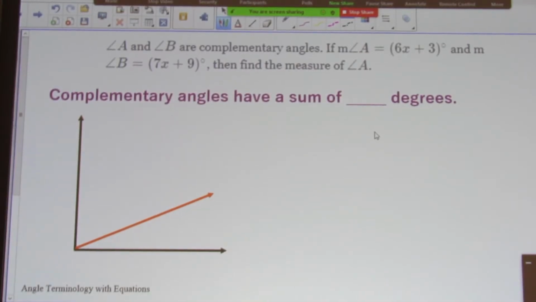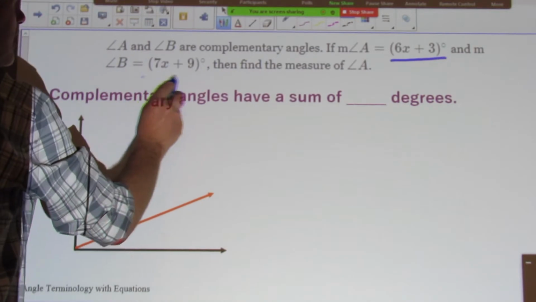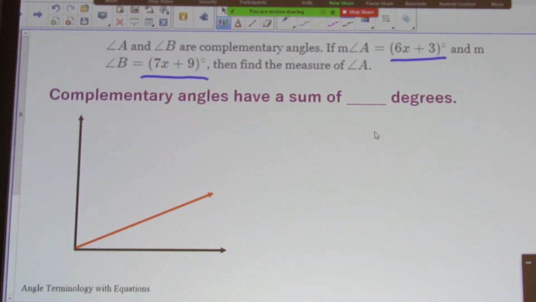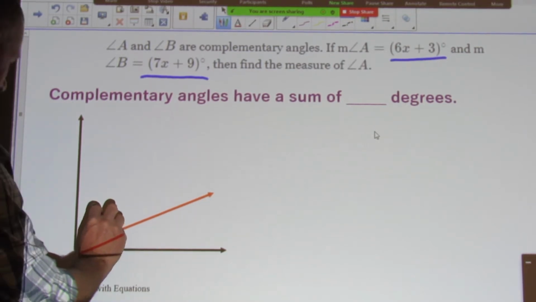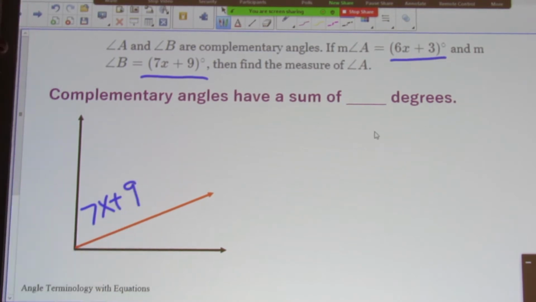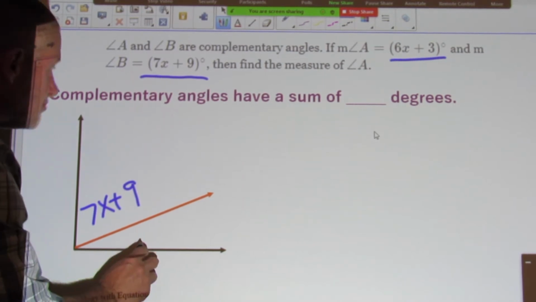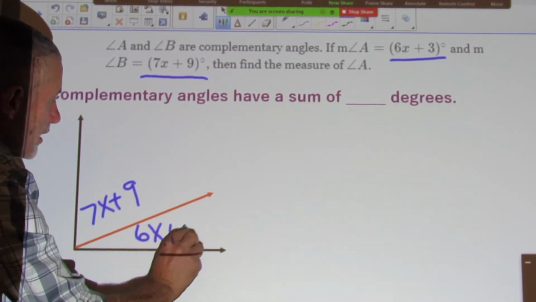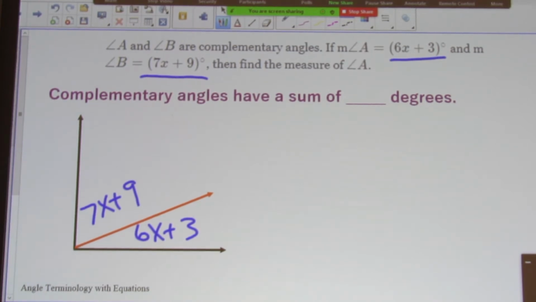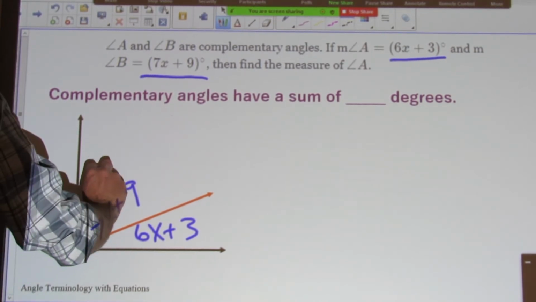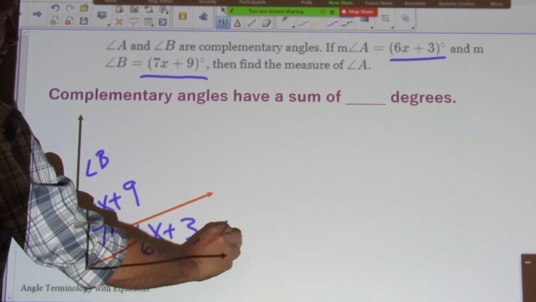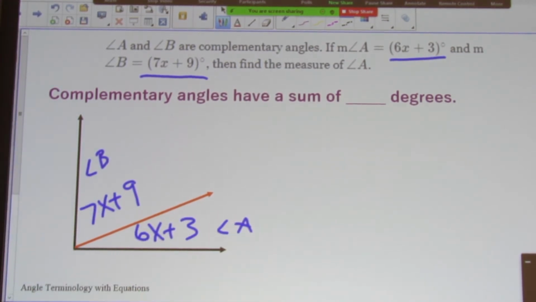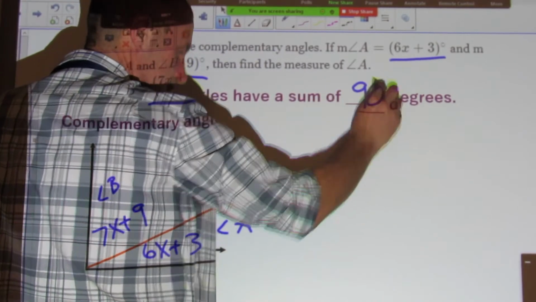So again, I'm going to look at these and decide which one would be bigger. 7 times my value plus 9, or 6 times my value plus 3. That sounds like angle B is the bigger one. It's possible that that wouldn't be true when we wind up having negative values of x, but I don't think that's going to happen here. So just to have my picture correct, we're going to call this angle B and this angle A. So I'm going to add them together. They're going to be complements, so they're going to have a sum of 90 degrees.